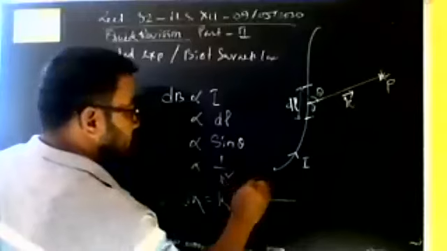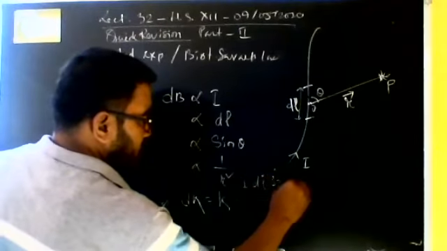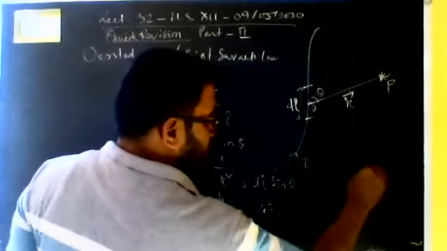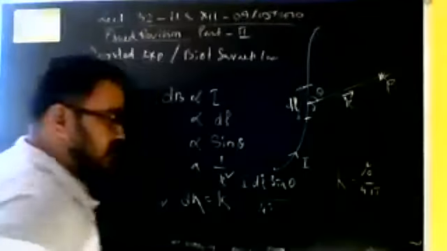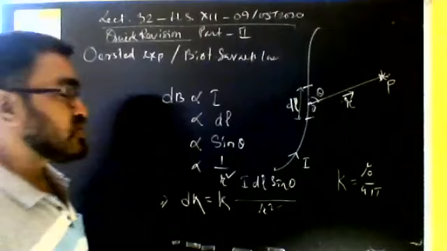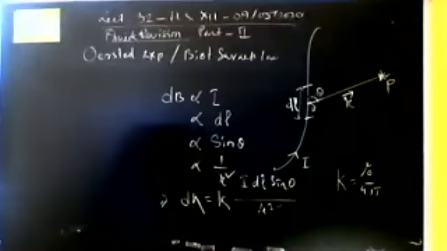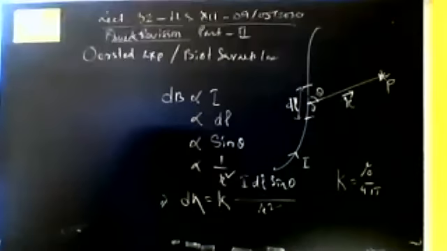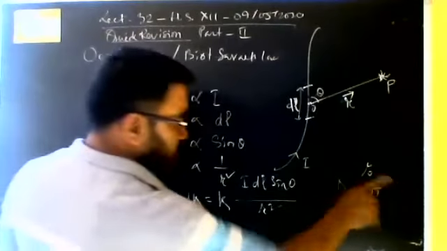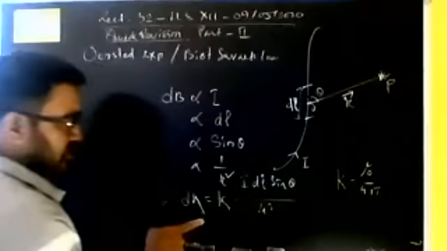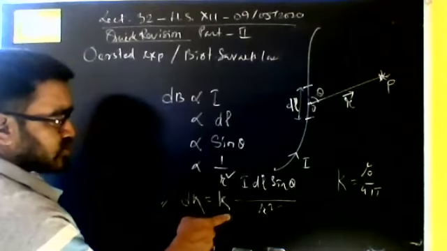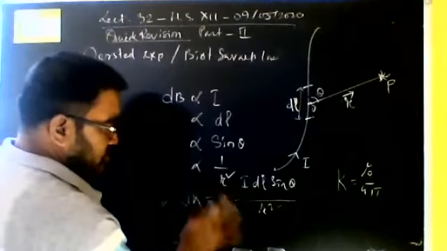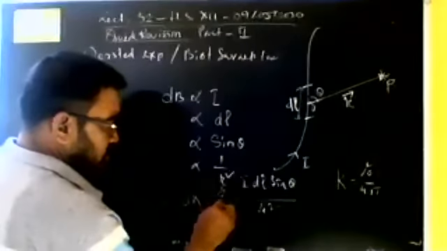So I dl sin theta by r square, right? Here k is the proportionality constant, mu naught by 4 pi, which is equal to 10 to the power minus 7, and now 9 into 10 to the power 9, sorry. And here you can convert this into vector form. How?